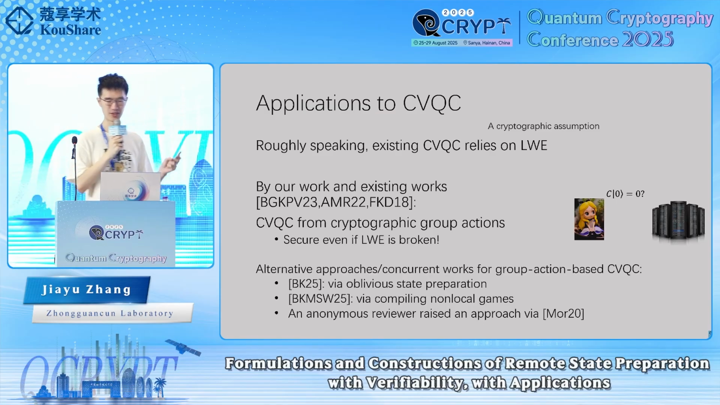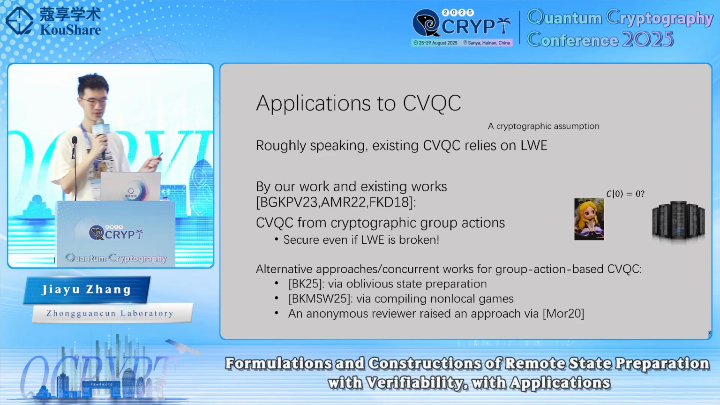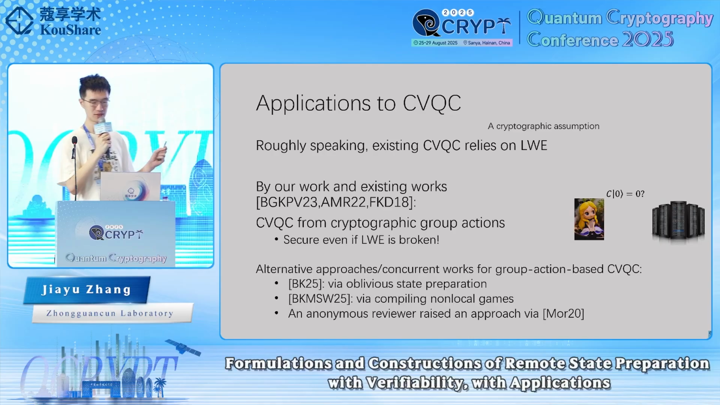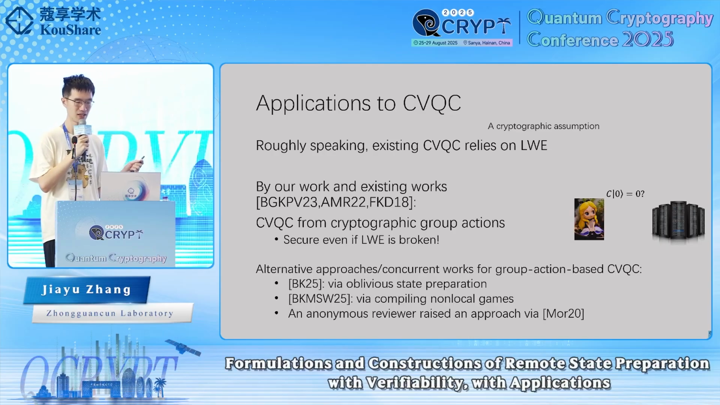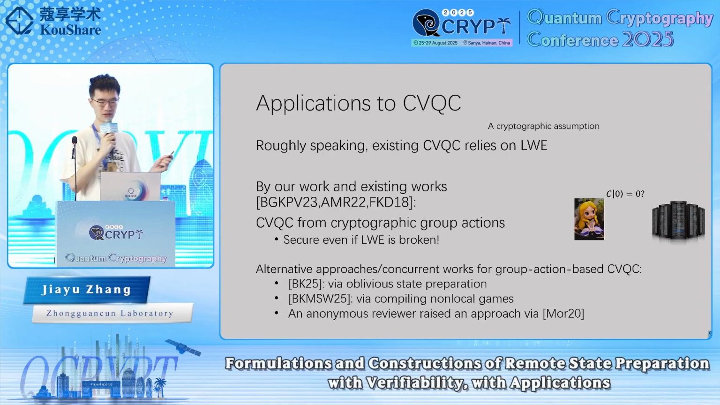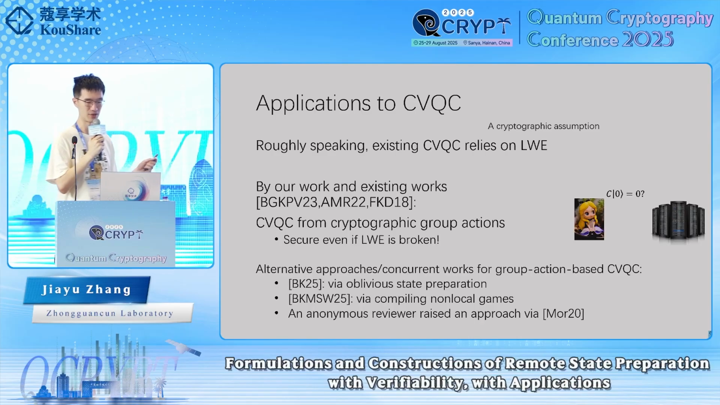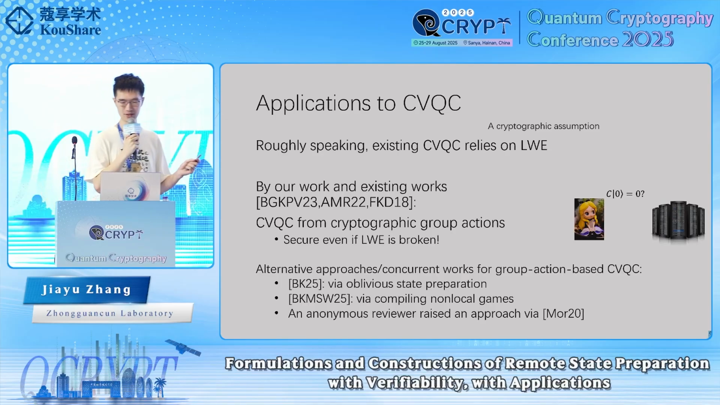We note that after our work was made public, we became aware of some alternative approaches or concurrent works for these results, group action-based CVQC. There are two existing concurrent works, one via remote state preparation, and the other via compiling nonlocal games. And we also became aware of an additional approach from an anonymous reviewer, by a paper by Mah18.